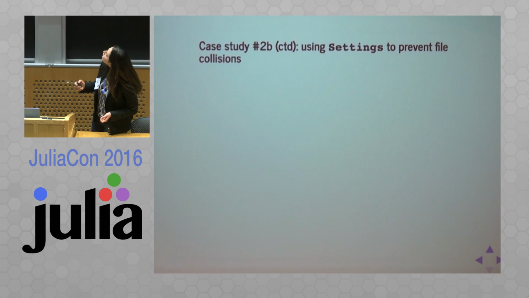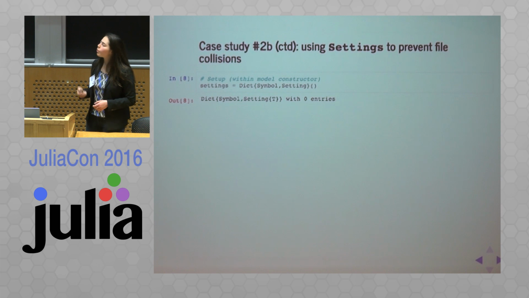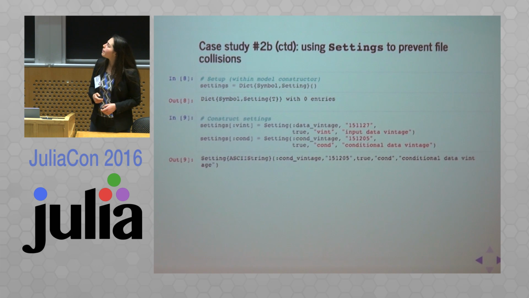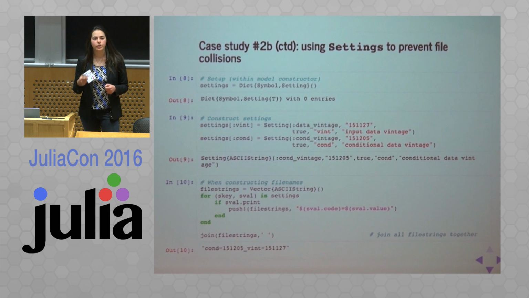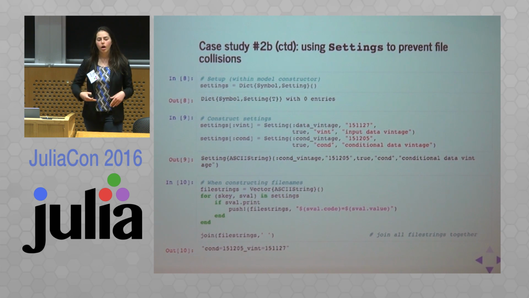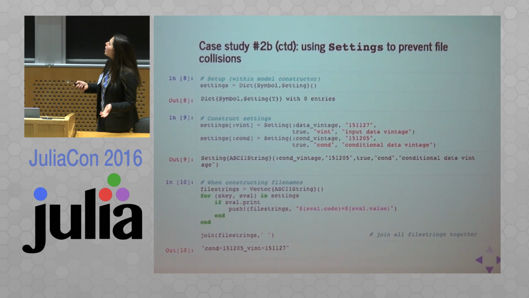So the way that that looks is that when we construct the model object in the constructor, we make this dictionary of settings. And then we might want to change some of the values of the settings later on, either in the code or from the REPL or whatever. But then whenever you're printing to a file, we simply go through the dictionary of settings. And for all of the settings for which print is true, we concatenate them all together with their code and their value, separate them with underscores, and then add that as a suffix to the end of the file string.